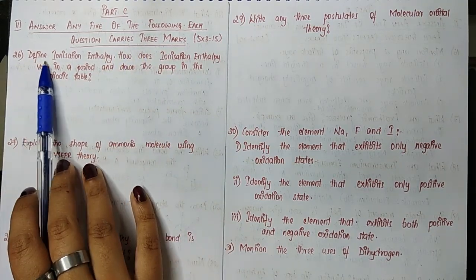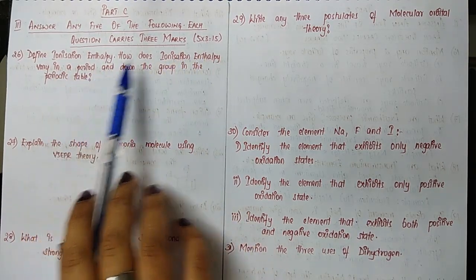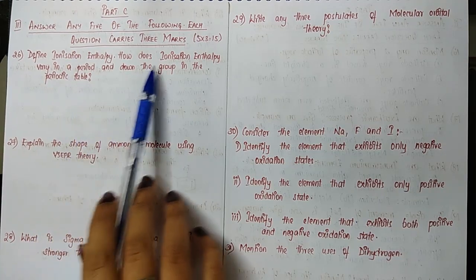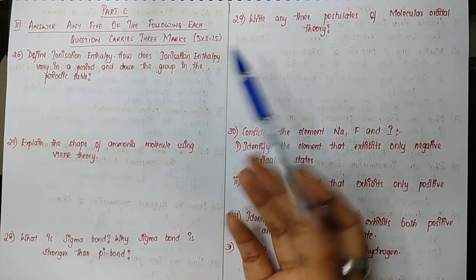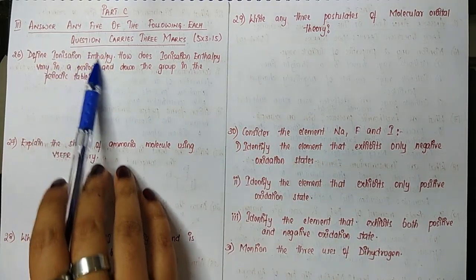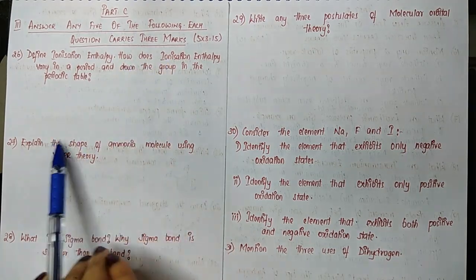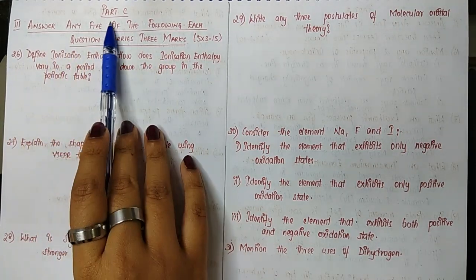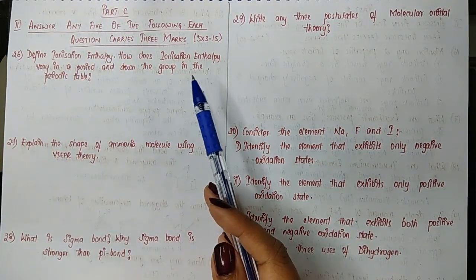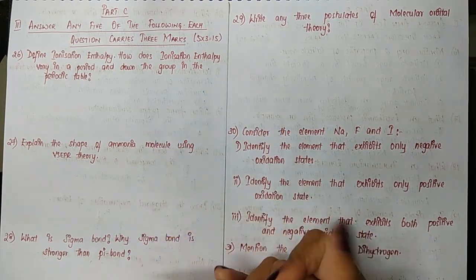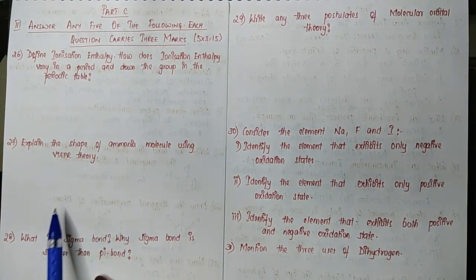Now question number 26 is define ionization enthalpy. How does ionization enthalpy vary in a period and down the group in the periodic table? So here they haven't taken a specific period or a group. It's just a general feature that we need to know. So 1 mark is for the definition, 1 mark how it varies across a period, and 1 mark for how it varies down a group. So it's a 3 mark question in part C. Now keep one thing in mind that part C questions are all inorganic chemistry questions, which means questions related to your periodic table, questions related to redox reaction. These type of questions come under part C questions, which are only for 3 marks.